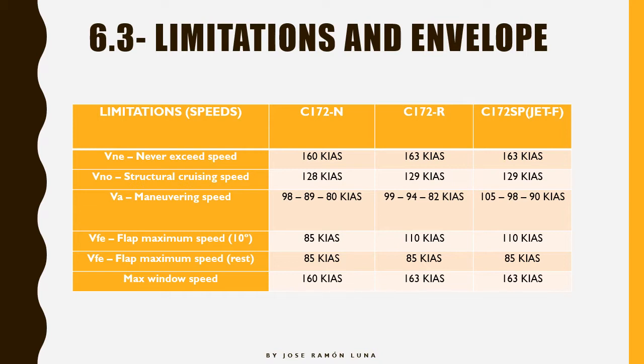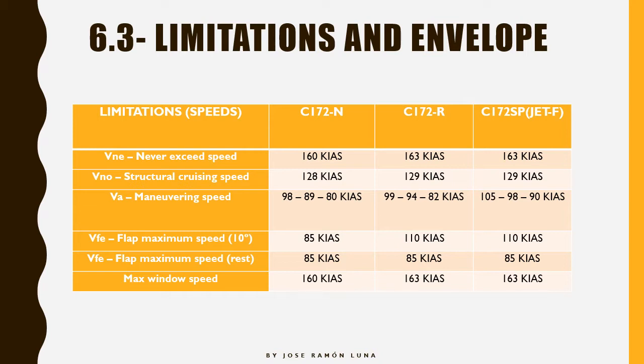The VNO, structural cruising speed, is the maximum speed we should keep in turbulent air, in air that is not smooth, right? When we're doing maneuvers, we should never attempt to do maneuvers over this speed. In the Cessna 172 November it is 128 knots, and in the Cessna 172 Romeo and the Cessna 172 SP it's going to be 129. As you can see, it's basically the same speed.